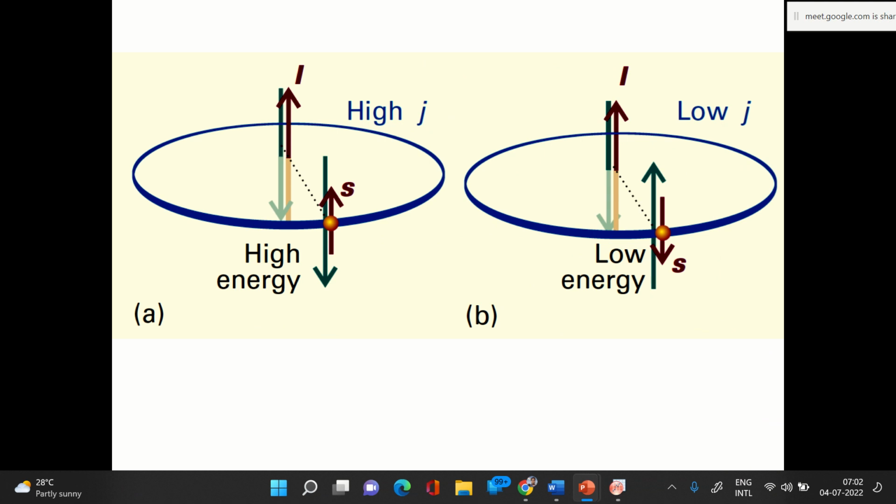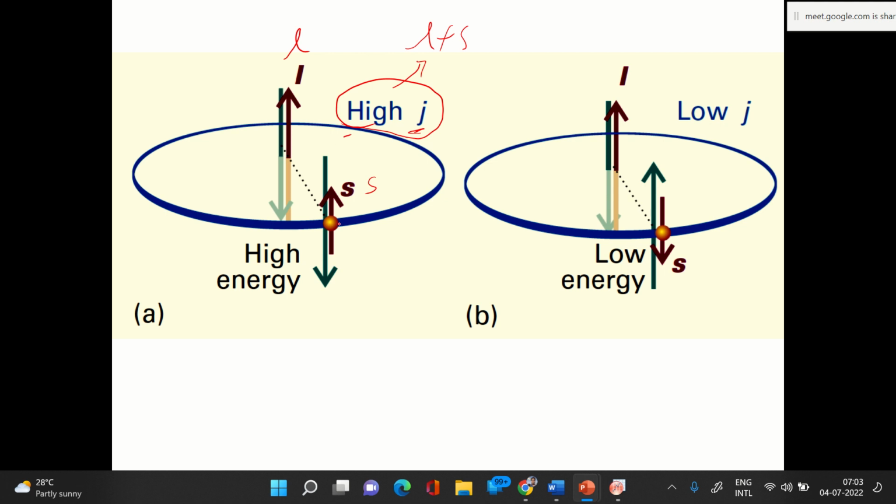We also know now how L and S can couple together, how they can interact, and we can get to the overall angular momentum, that is the total angular momentum vector, which is J, L plus S. So this is L, this is S, and J is L plus S. Here L and S are pointing in the same direction, so in this particular case, L plus S is high.